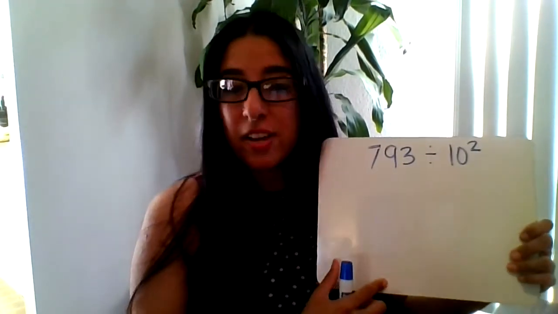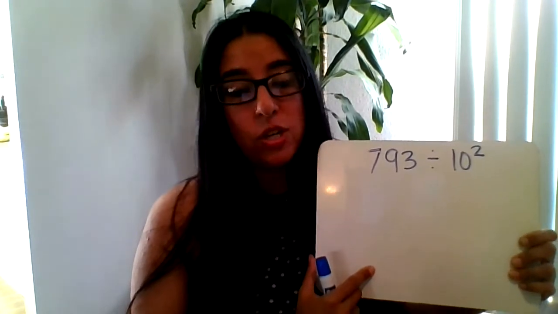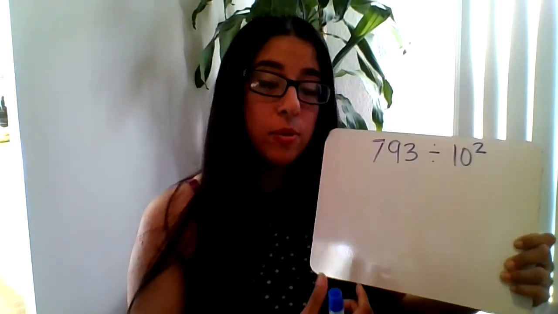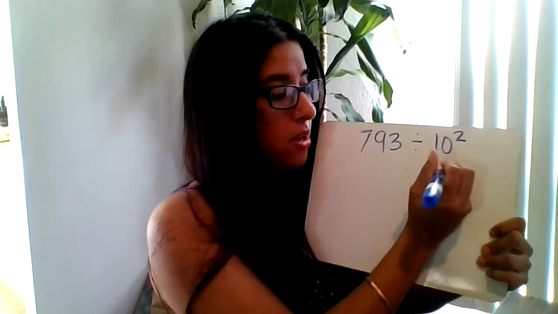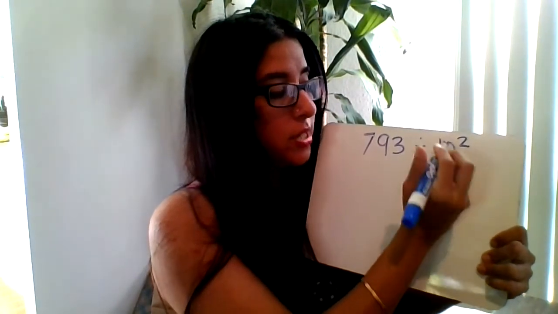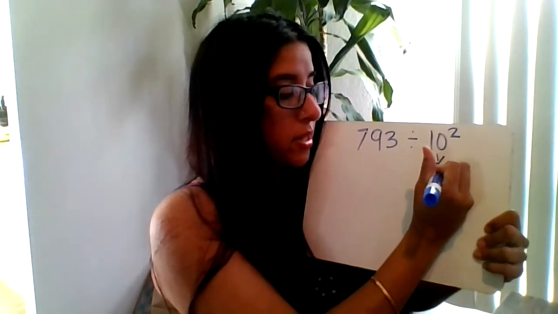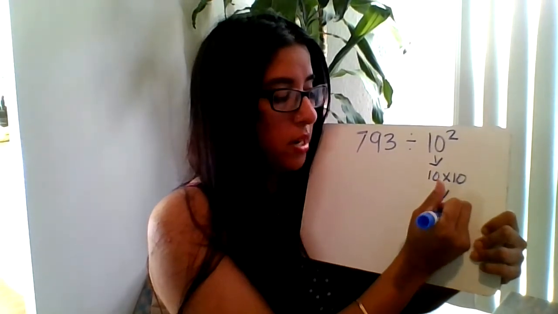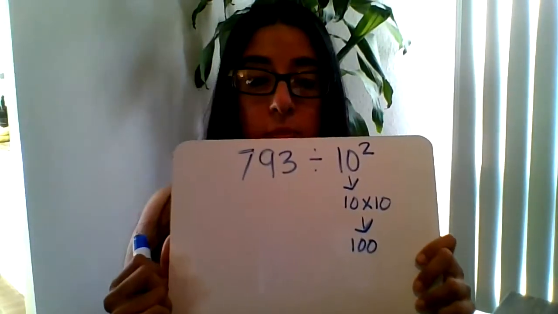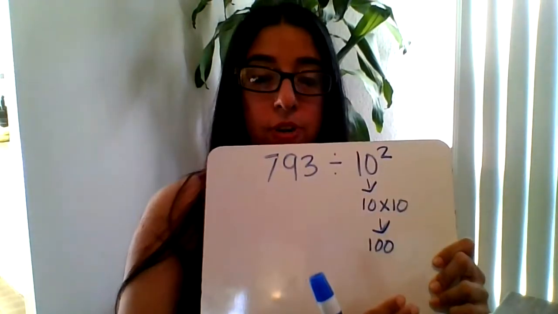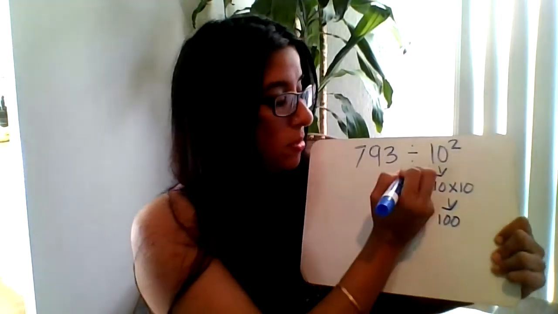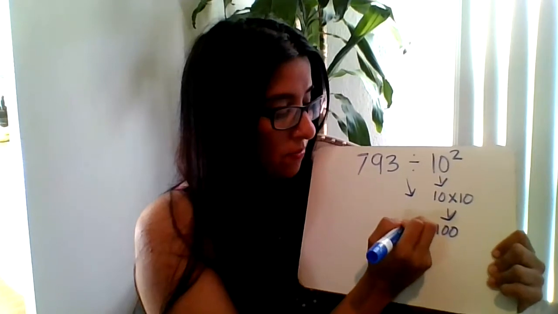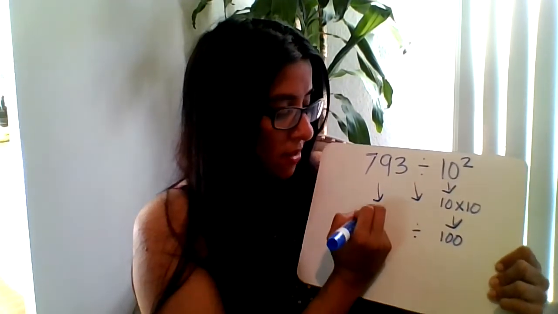PEMDAS, are there any parentheses here in this equation? No, there's not. But the next step would be exponents, which we do have. So we're going to go ahead and change this 10 to the second power with 10 times 10, which would bring it down to 100. And that would be our first step so far, so that we're converting the exponent. Now I'm going to bring my division sign down, and I'm also going to bring my 793 down.